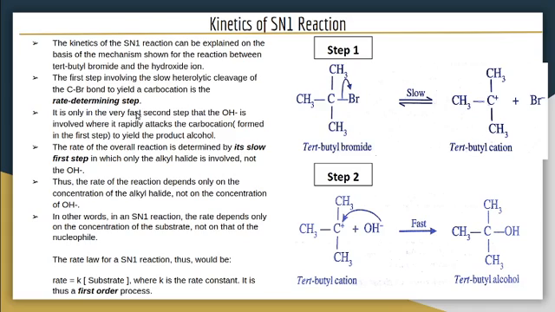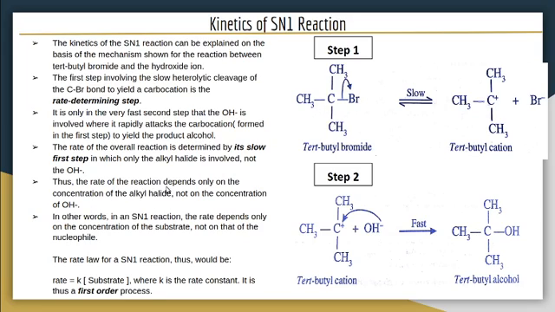It is only in the very fast second step that OH minus is involved, where it rapidly attacks the carbocation formed in the first step to yield the product alcohol. So in the second step, the nucleophile attacks the formed carbocation and we get the final product alcohol. This is the fast step. The rate of the overall reaction is determined by its slow first step, in which only the alkyl halide is involved, not the OH minus. In this step only the substrate is involved, not the nucleophile.